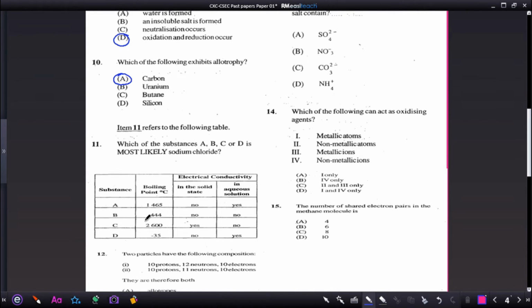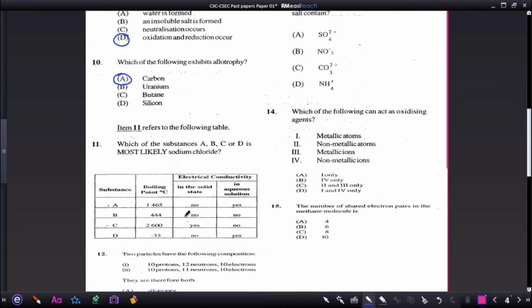Sodium chloride is an ionic compound, and ionic compounds have very high melting points, and they also conduct electricity in the aqueous or molten state. So let us see melting and boiling points, that is. Let us see which one has high melting and boiling points. So our options take us to A and C because those two have the highest melting points. Now let us see if we can do any further investigation to differentiate the two.